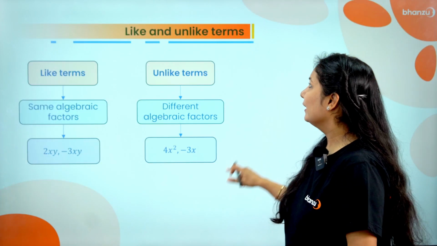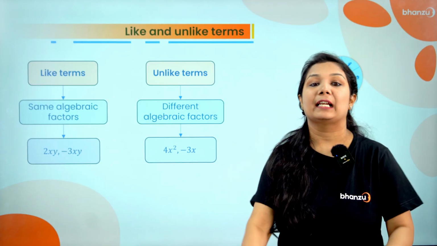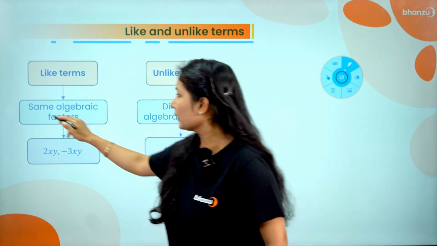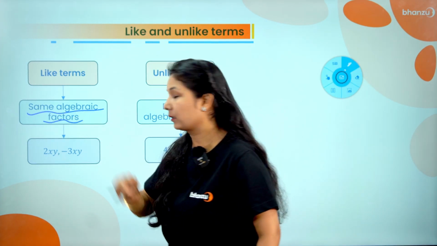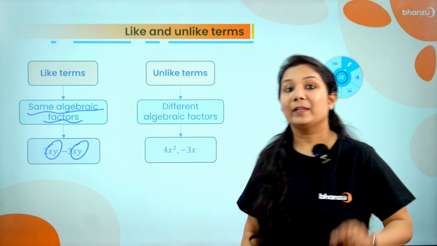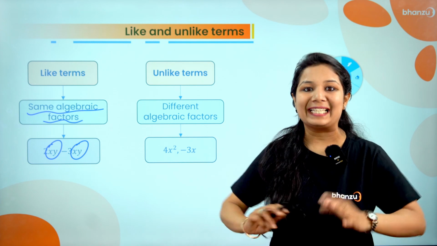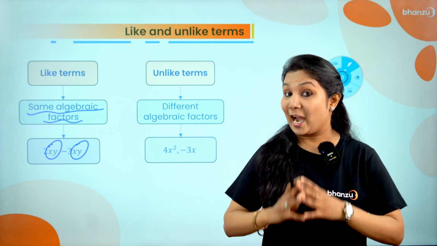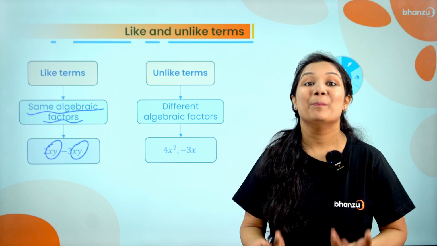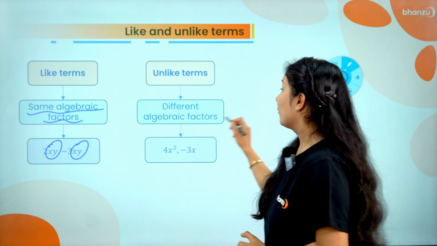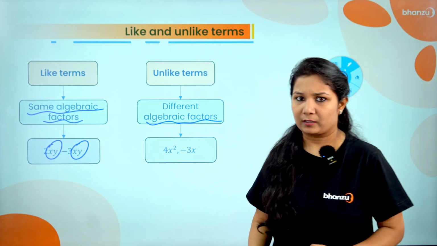So let's move ahead and see what are like and unlike terms. Like terms are which have the same algebraic factors. Like over here you can see xy and xy. So in this particular case minus sign doesn't matter because we are talking about algebraic factors and minus sign is taken with the numerical factors. But then what are unlike terms? Which have different algebraic factors.